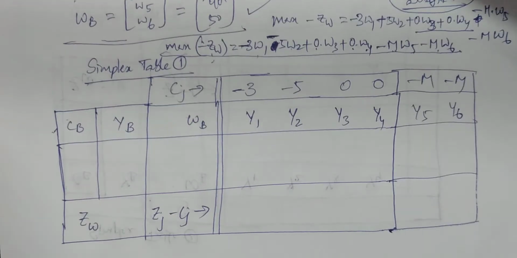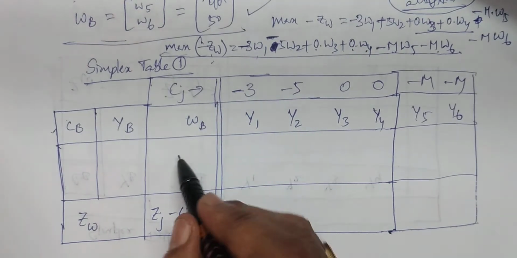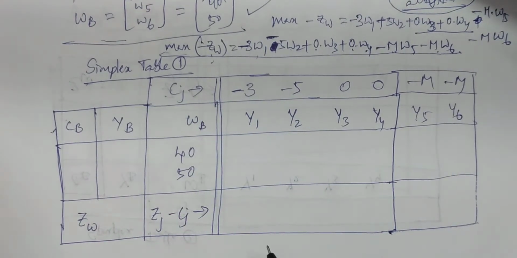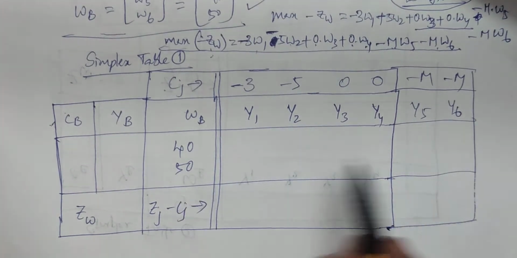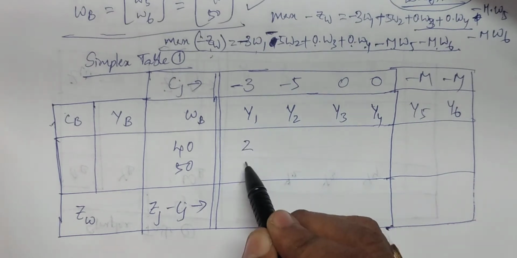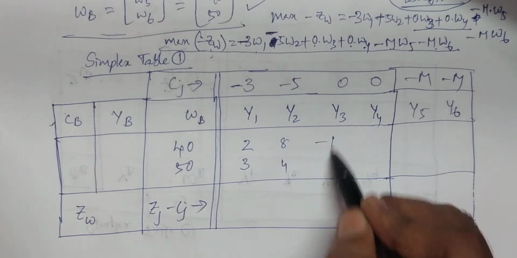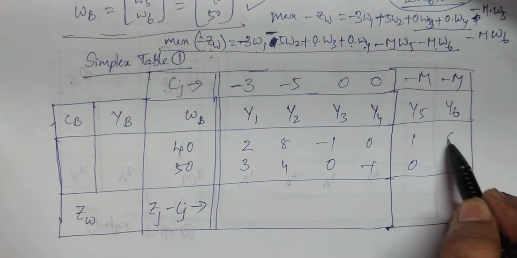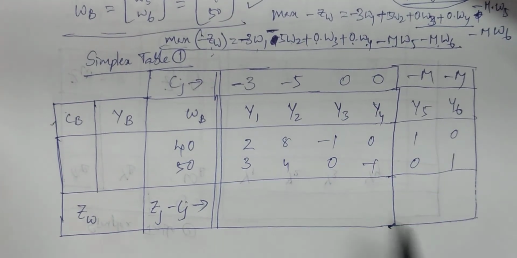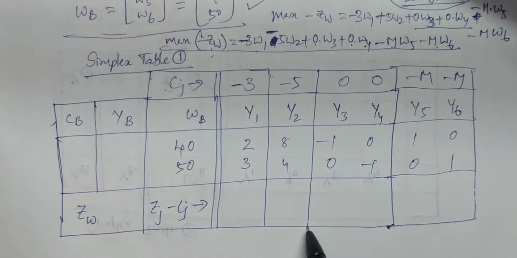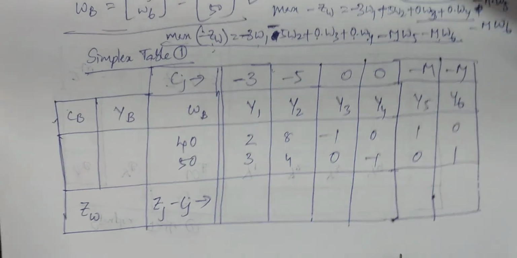Okay, now you construct the simplex table. Quickly I am considering simplex table 1. Omega b is 40 and 50, which you have to write in the first column of the simplex table. And then you see here the remaining columns y1, y2, y3, y4, y5, y6, which you refer from the equations of the constraints: 2, 3, 8, 4, minus 1, 0, 0, minus 1, 1, 0, 0, 1. Clear? These are the y1 to y6 vectors. Every vector you consider clearly, so that the net evaluations and the rest can be calculated.